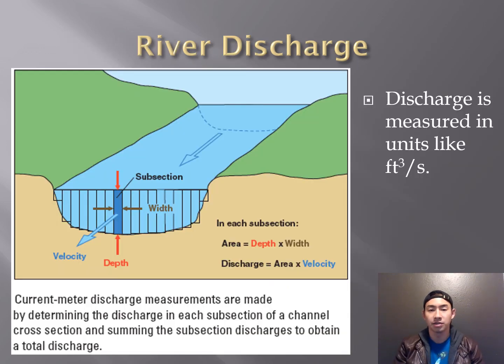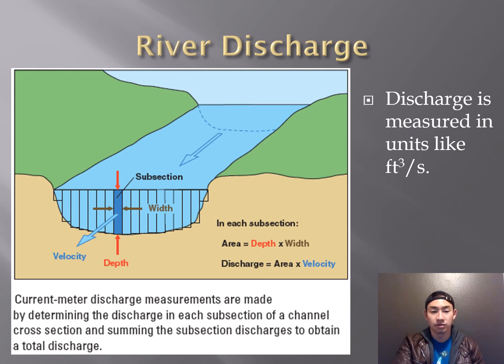Right, and how do we measure discharge? Discharge is in units of measurement of volume per second, where we would calculate the area of a cross-section of the river perpendicular to the flow direction, and we would essentially multiply that area by the velocity of the water to determine the amount of discharge, or how much water is being moved per second.